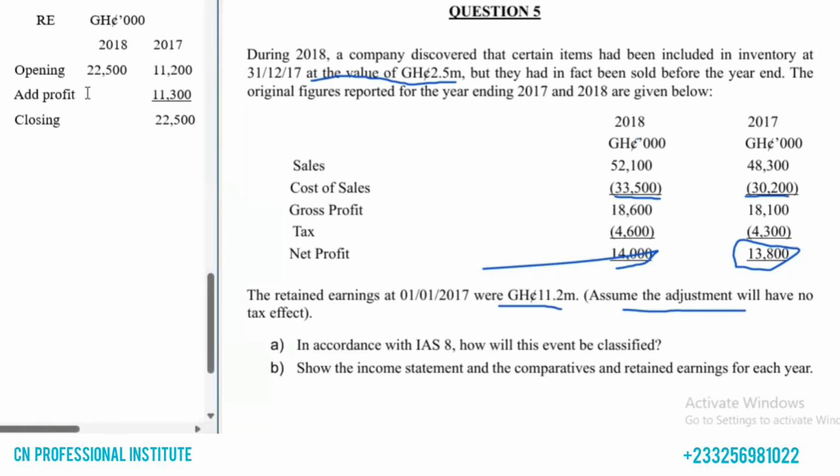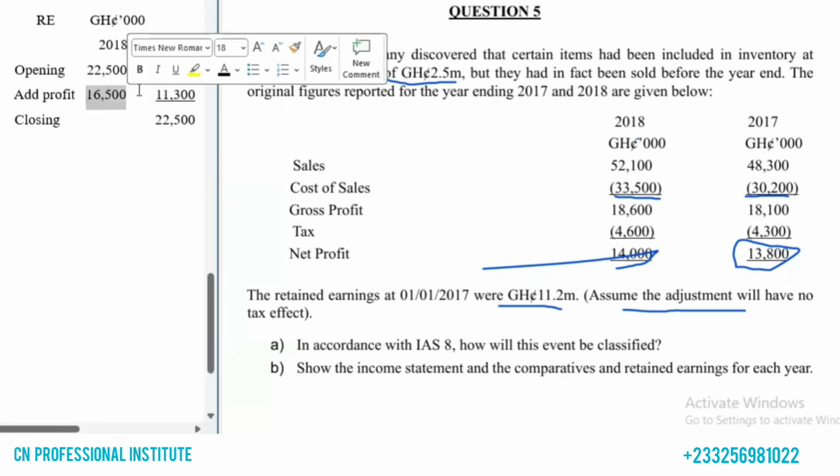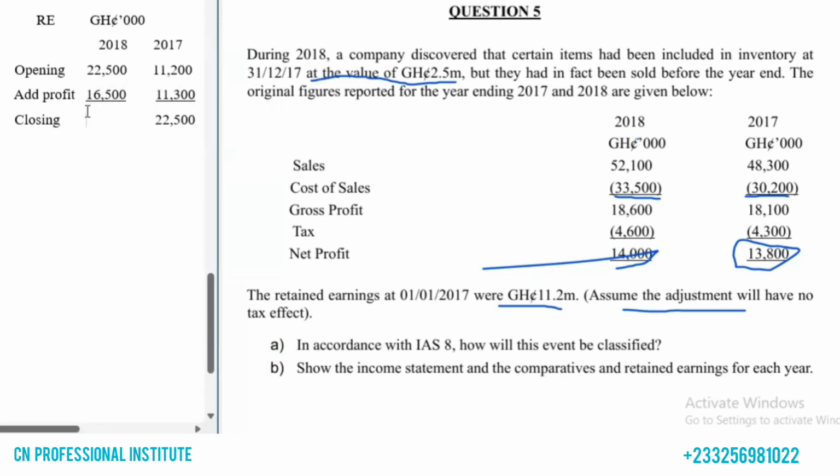Profit for 2018 is 16,500, what we just computed. You can just go back and check 16,500. So we add profit for 2018, which is 16,500, right? So you just know that the closing retained earnings of 2017 becomes the opening retained earnings for 2018. That's all. Okay. So when you are done with 2017, you bring the figure down.